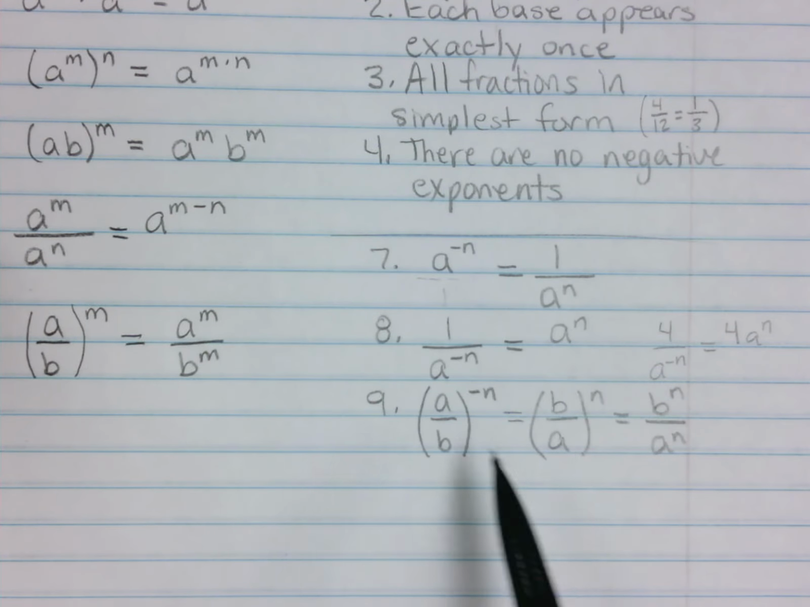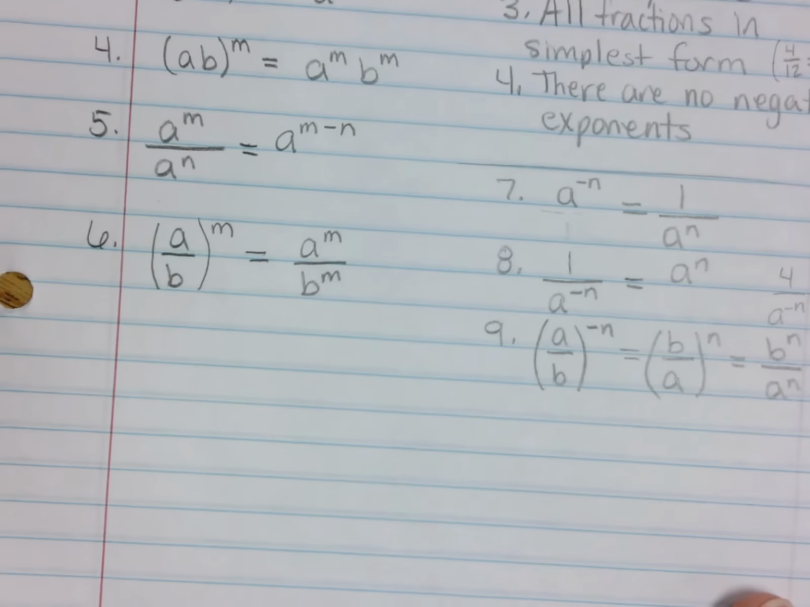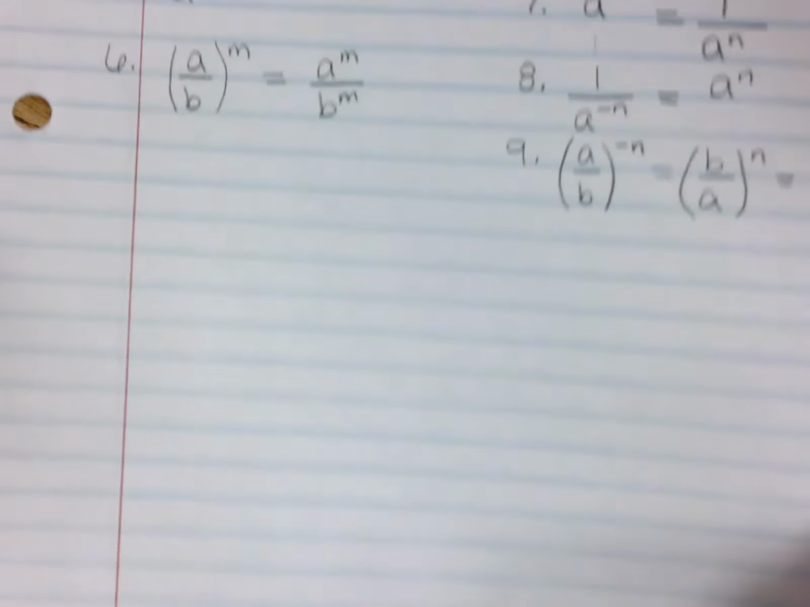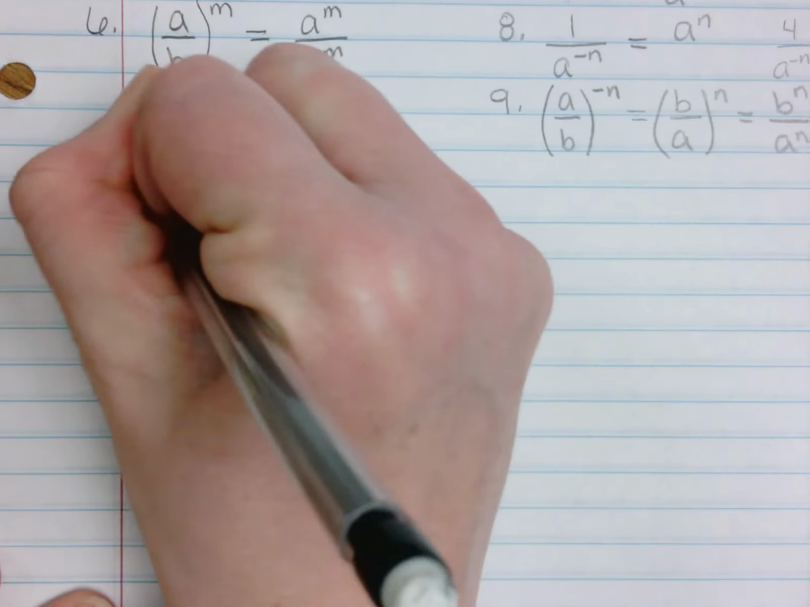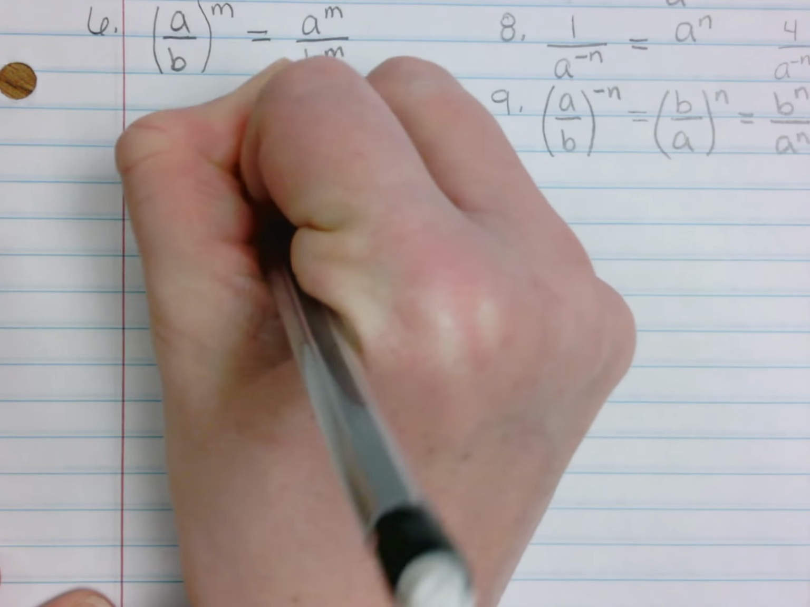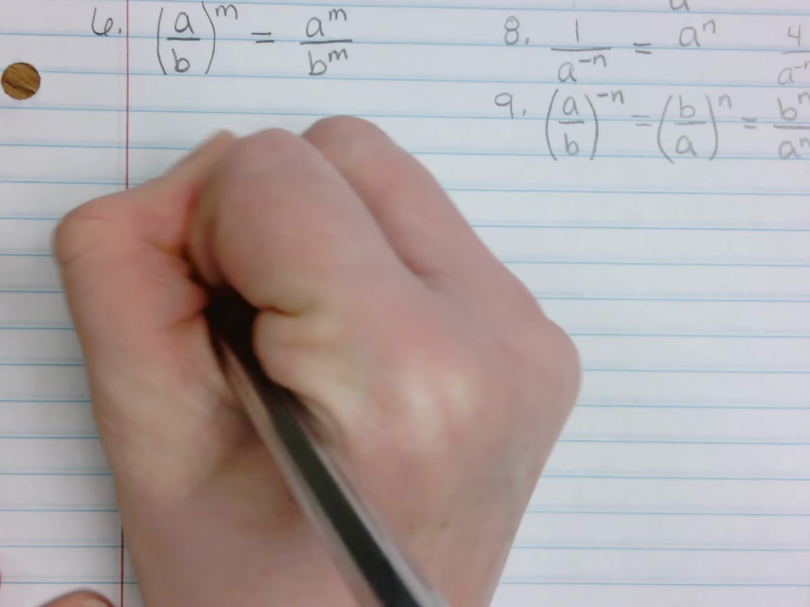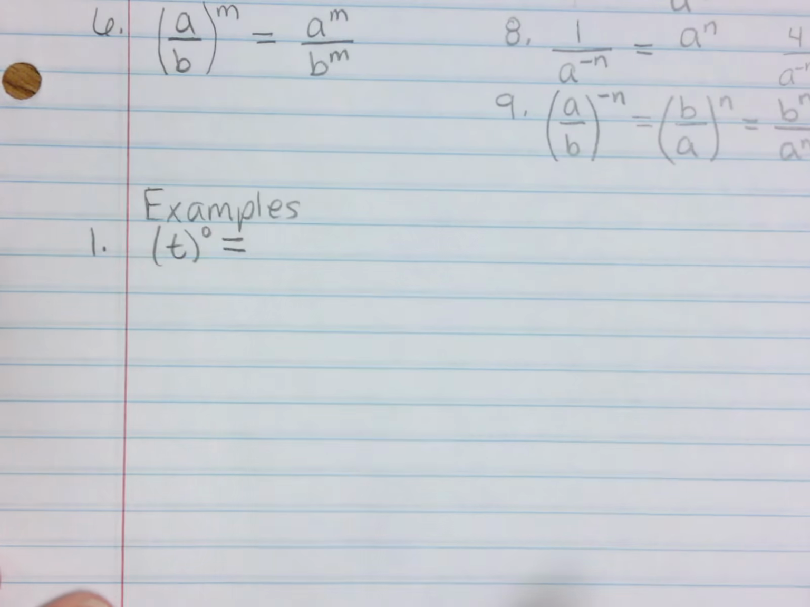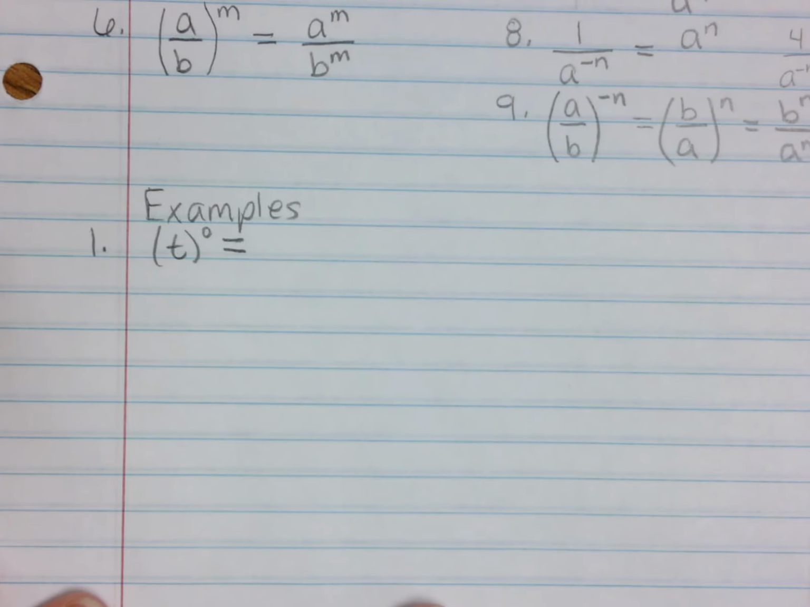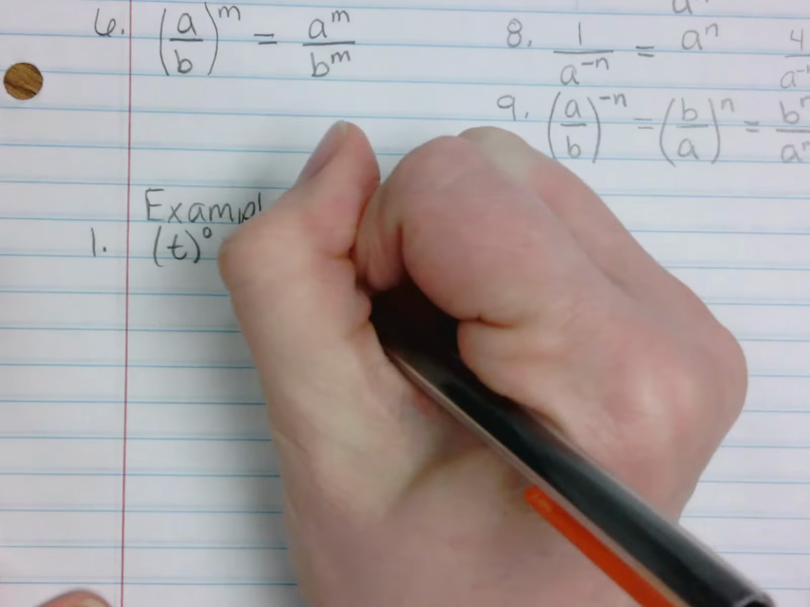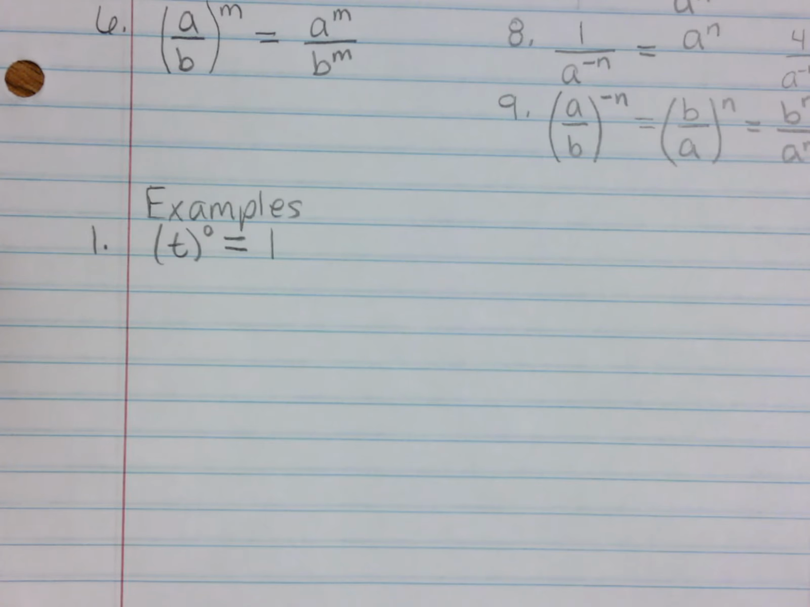I wanted you to be familiar with them for when they come up later or even in other classes, other coursework. So let's look at some examples for our work. Example number 1, we have t to the 0. Well, referring back to our properties, anything to the 0 power equals 1. You could always check this in your calculator.